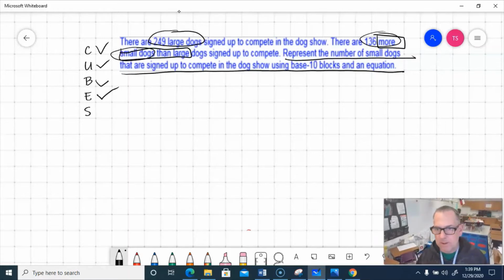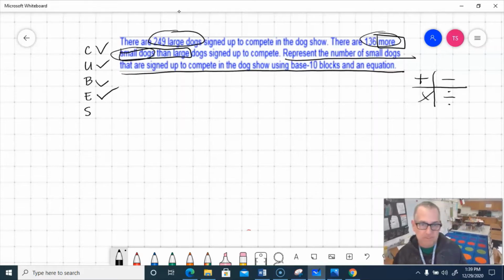So I'm going to start evaluating. I use my little addition, subtraction, multiplication, and division cross here to do my evaluating. If I look at all my labels, there are 249 dogs, there are 136 more dogs, and the answer I'm looking for is going to be dogs too. So all my labels are the same. Typically, if all my labels are the same, it's going to be an addition or subtraction problem. And I do believe this is going to be either addition or subtraction.